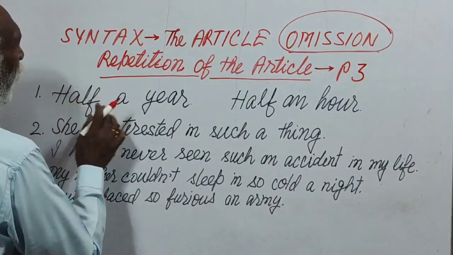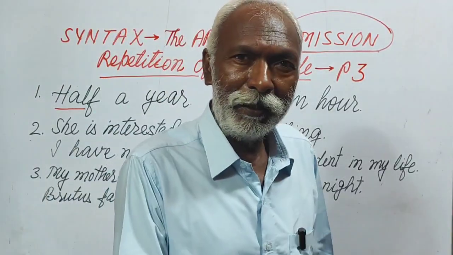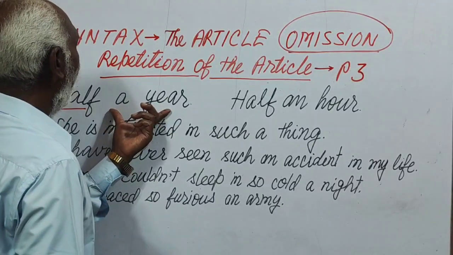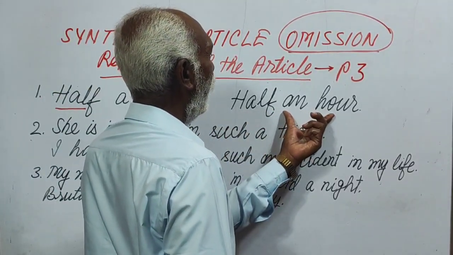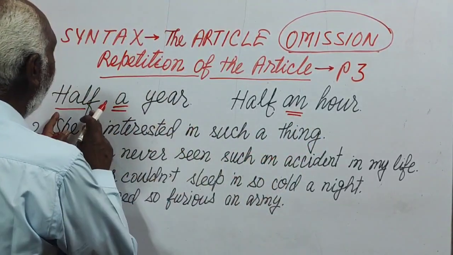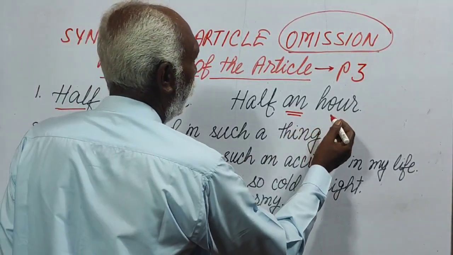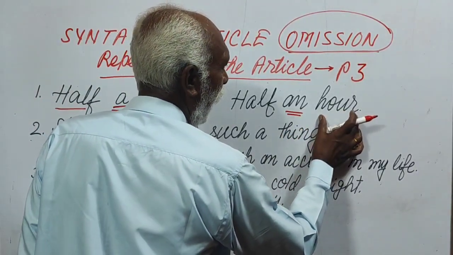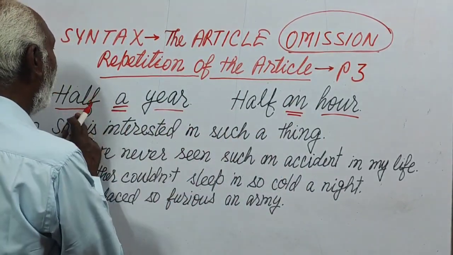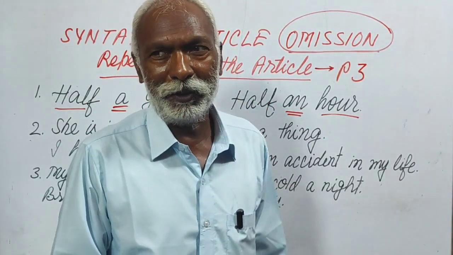Example here, half a year. Just after half, a or an is used. Okay, half a year, half an hour, article a and an. Here you see just after half it has been used, and just before a noun, hour here, noun, and year here, noun. Just before the noun, after half, a or an is used.